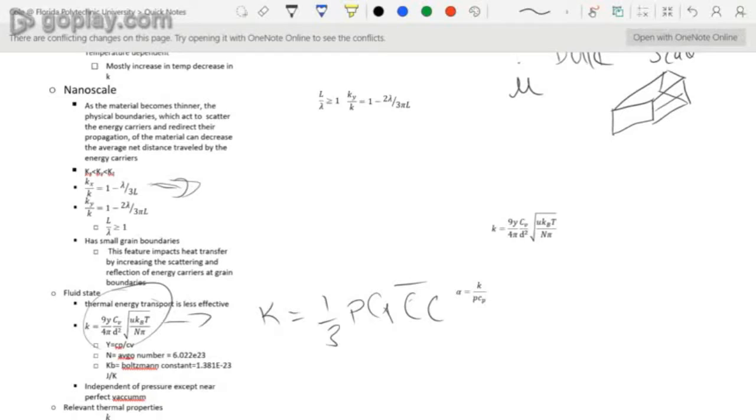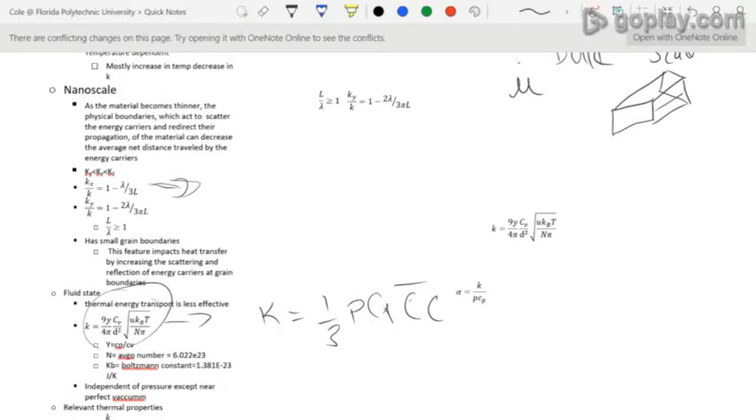And so the X direction thermal conductivity for nanoscales can be given by the thermal conductivity in the X direction divided by the thermal conductivity of the bulk, which is equal to 1 over lambda, which is the energy carrier, or as I refer to it, the electron mean free path, divided by 3L, where L is the length of the material.